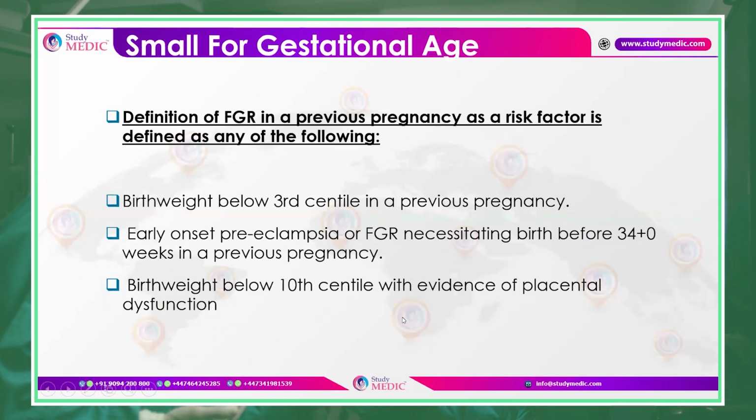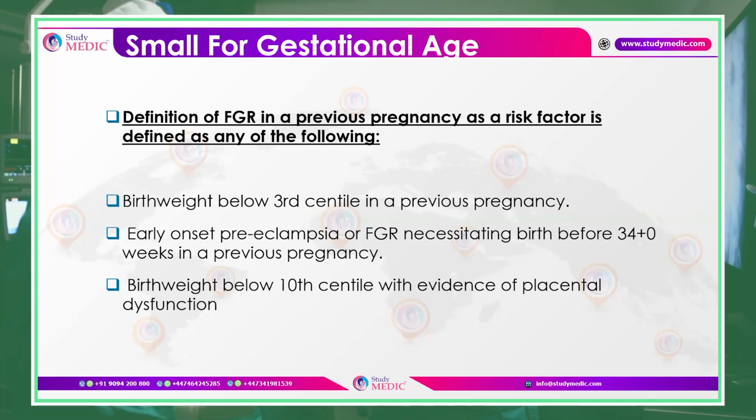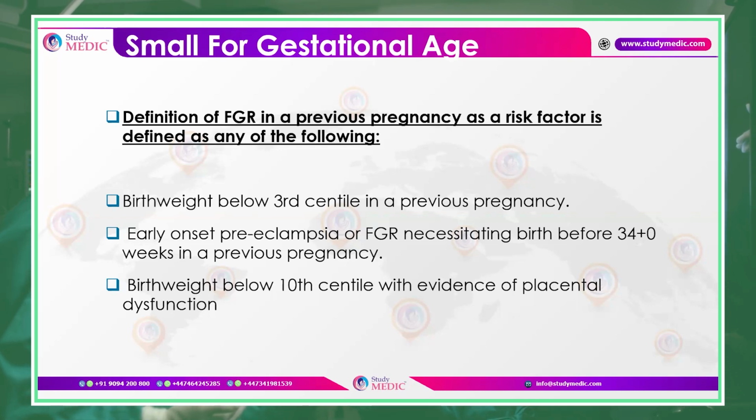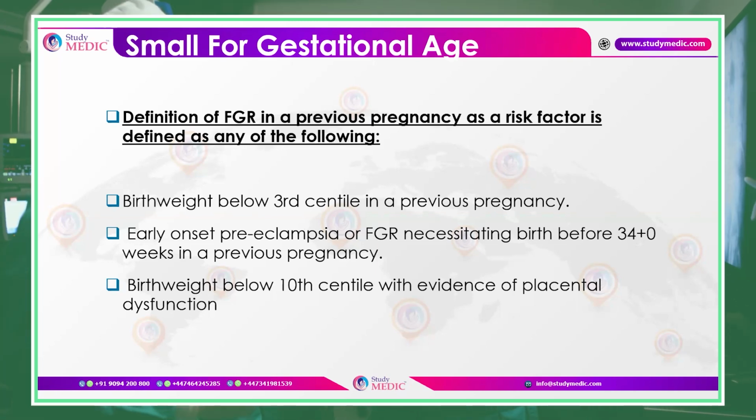Basically, fetal growth retardation in a previous pregnancy as a risk factor is defined as when the birth weight is below the 3rd centile in the previous pregnancy, early onset preeclampsia or fetal growth retardation necessitating birth before 34 weeks in a previous pregnancy, or birth weight below the 10th centile with evidence of placental dysfunction.